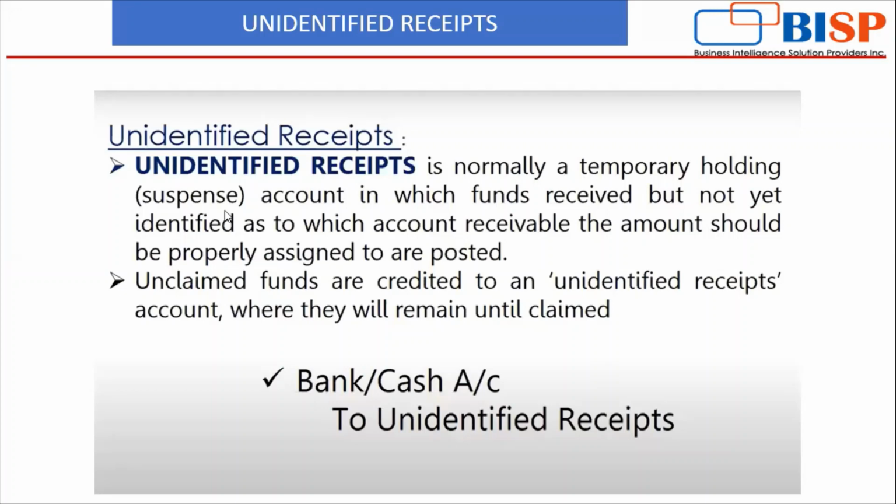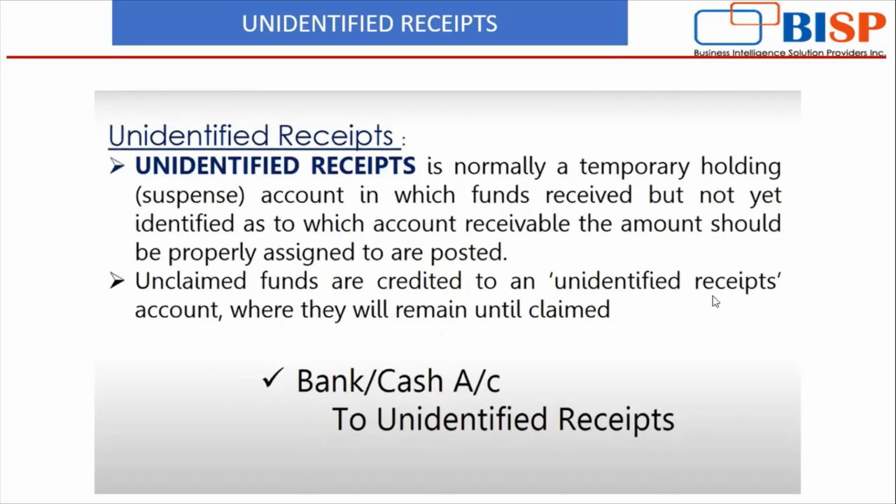Okay, so basically we put this balance temporarily in a suspense account, and when it is found out, we transfer it to the particular head to which it belongs. Okay, so unclaimed funds are credited to an unidentified receipts account where they will remain until claimed. So they will be in this temporary account, a kind of suspense account.